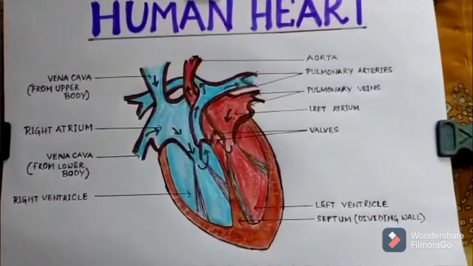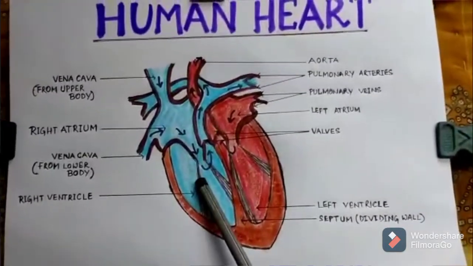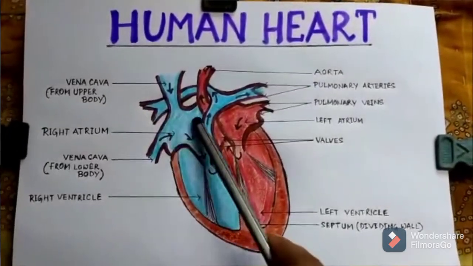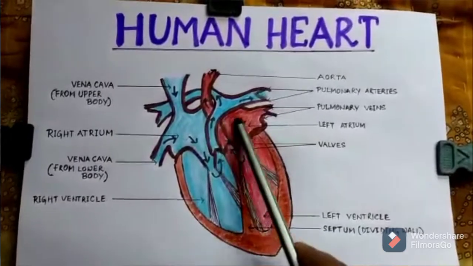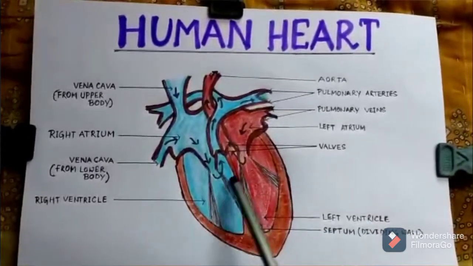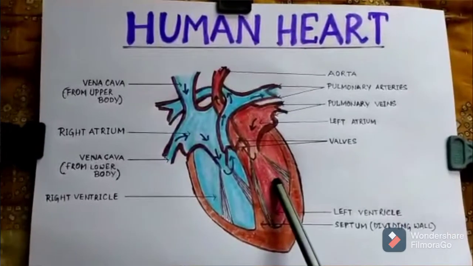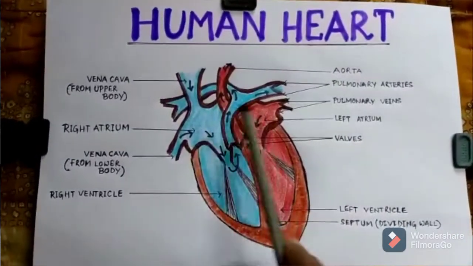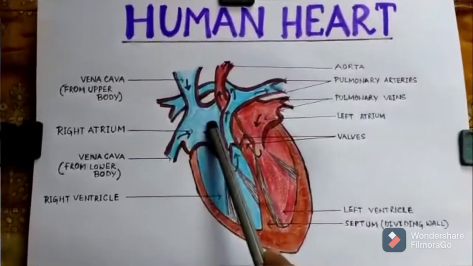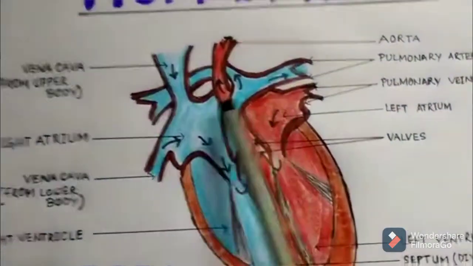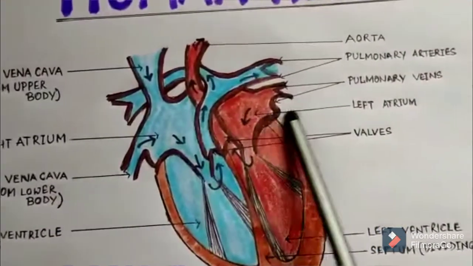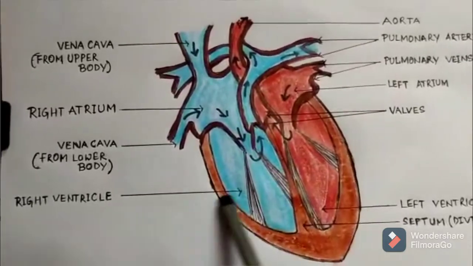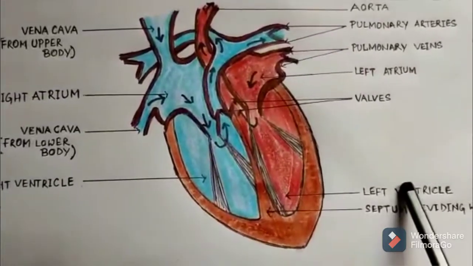As you already know, the human heart has four chambers. This is one chamber, this is the second chamber, this is the third chamber, this is the fourth chamber. That means right atrium and left atrium, these are the two atria. So this is the right atrium and this is the left atrium. And here are the two ventricles. This is the right ventricle, this is the left ventricle.